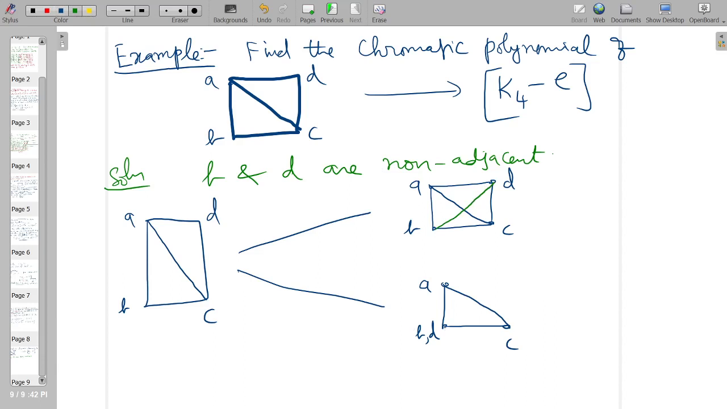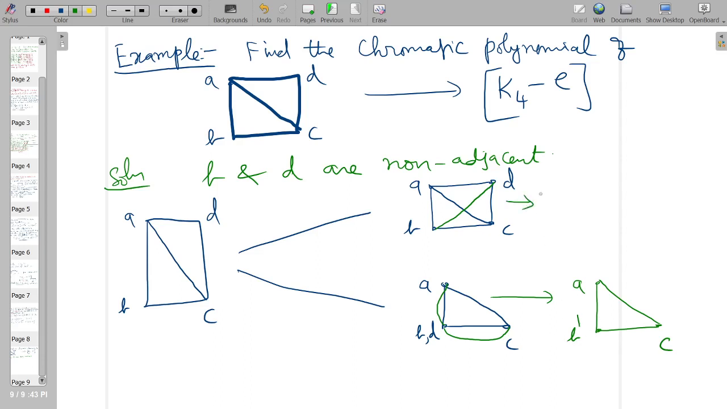Here B is adjacent to C and D is also adjacent to C. B is adjacent to A and D is also adjacent to A. I make the graph to be simple. So I will have A, B dash, C. I call this B comma D as some other vertex, label it as B dash.